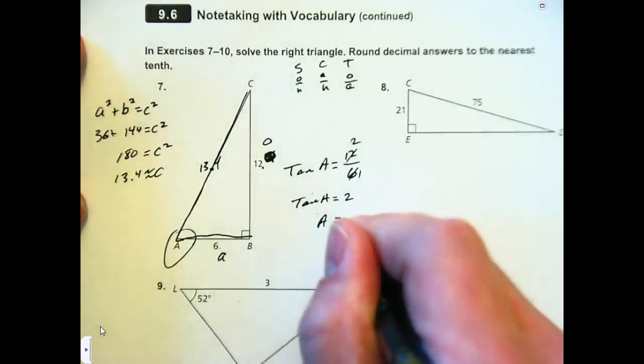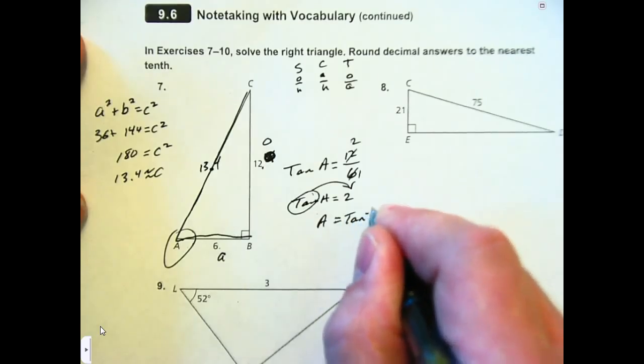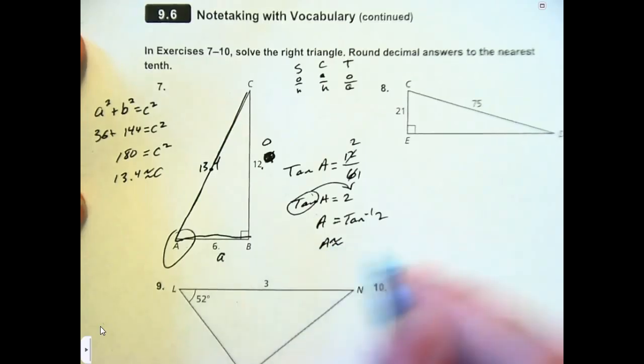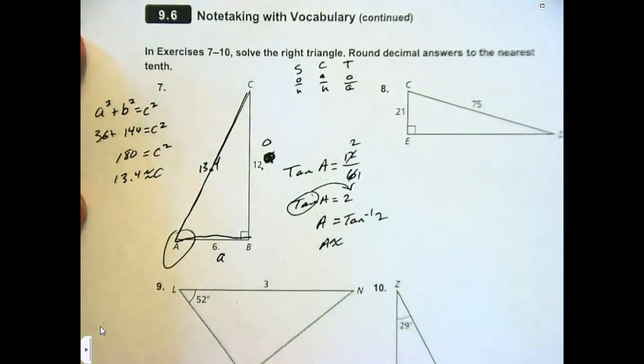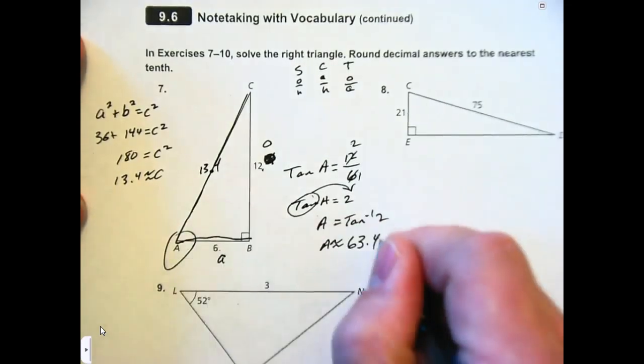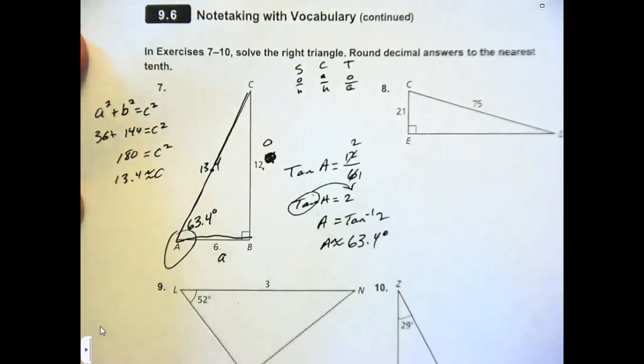So A is equal to, if we move that tangent over, it becomes inverse tangent of 2. So A is approximately 63.4. Good. So if we round to the nearest tenth, 63.4 degrees.